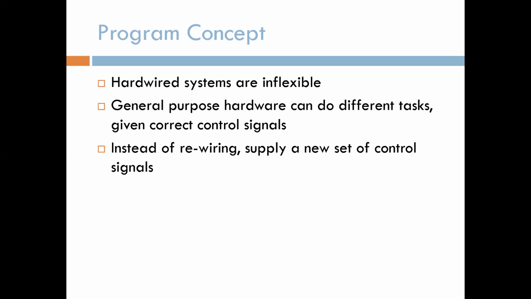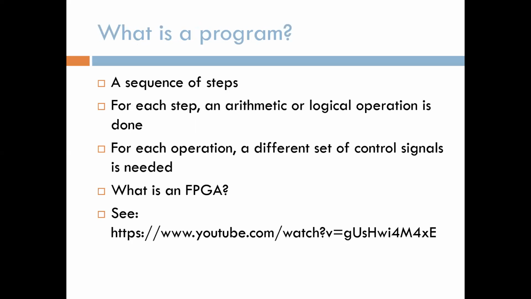So it depends on the control signals that we give to the system. Instead of rewiring, we just need to supply a new set of control signals. The program is a sequence of steps, and for each step, there would be an arithmetic or logical operation done. This is basically what is done within the processor. The processor is just going to execute some sort of instruction that you, the programmer, or the operating system, is telling it to do. So it'll be done automatically, and for each operation, a different set of control signals is generated or needed.